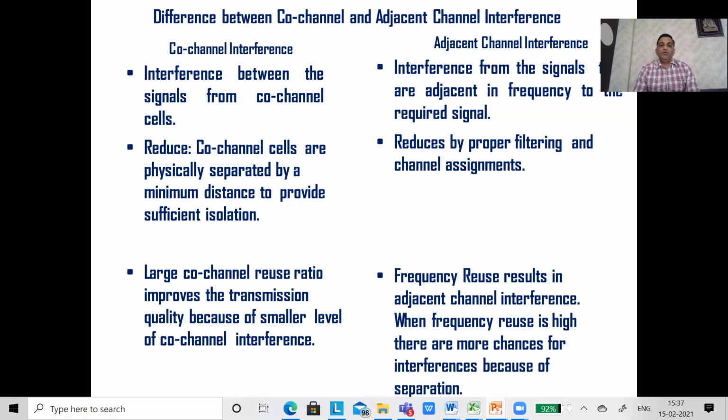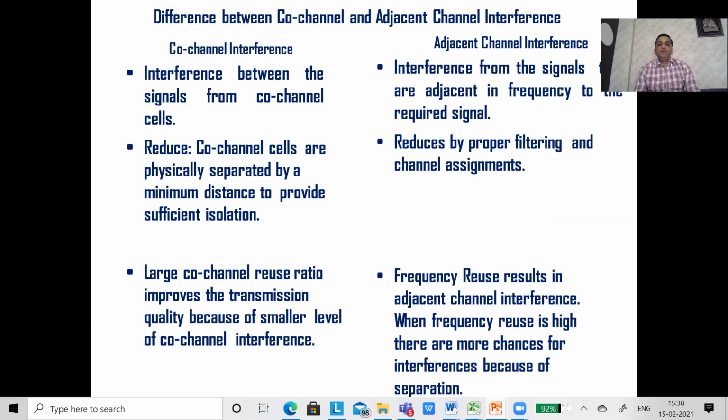First of all, we'll see co-channel interference. This is interference between the signals from co-channel cells. We have seen in the frequency reuse concept what co-channel cells are. So the interference between the signals from co-channel cells is called co-channel interference.